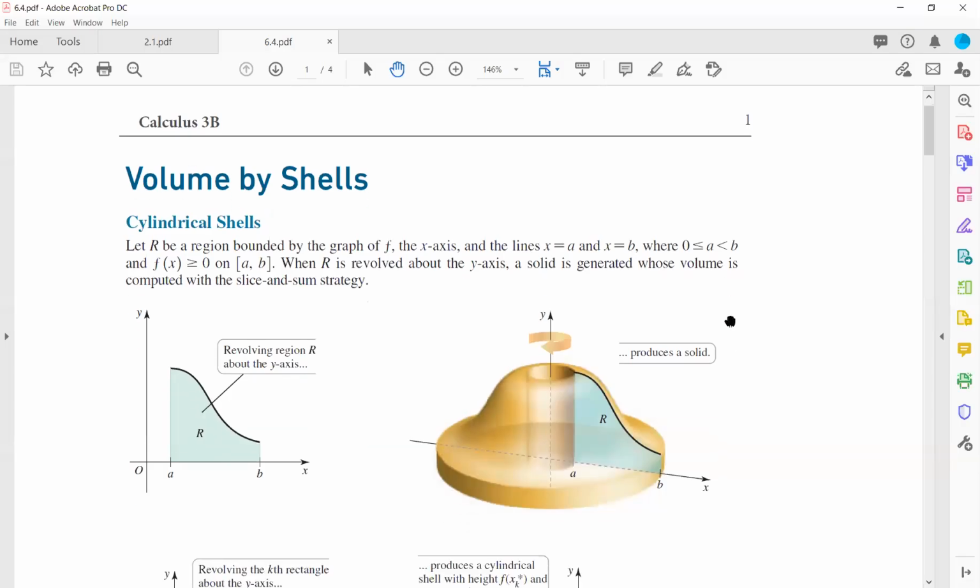Very well. Suppose you have a region like R, which is bounded by a graph like f, x-axis, x equals a, and x equals b. So you have two vertical lines, and you have a region here. Suppose your function f is positive. So this is your function f.